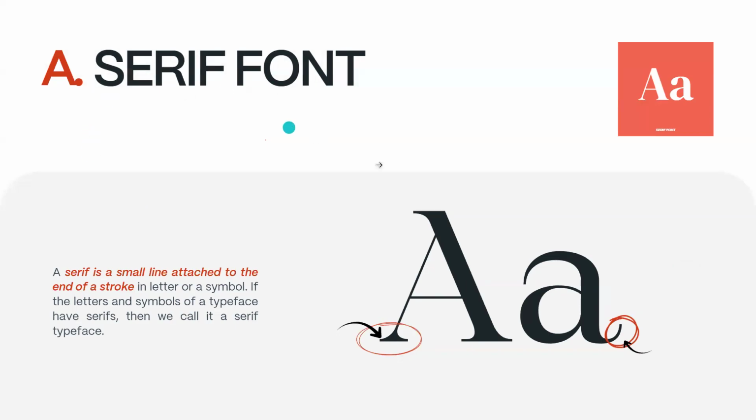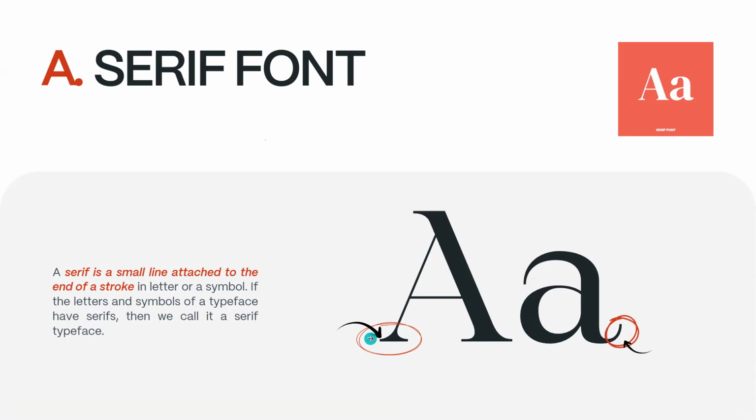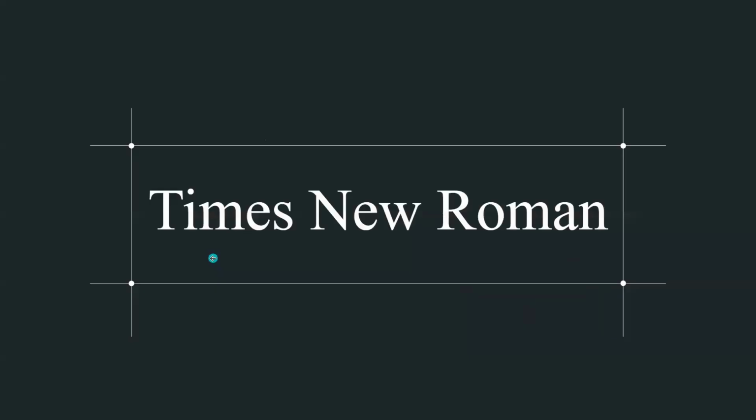First is serif font. What is serif? Serif means there is a tail at the end. If you look at this type, there is a tail at the end or at the starting of the font. This is called serif. Here, serif is a small line attached to the end of the stroke. The classic example of a very widely used serif font is Times New Roman.